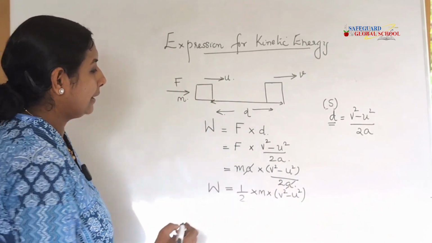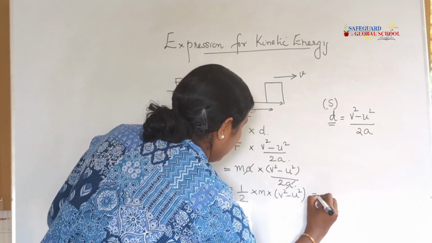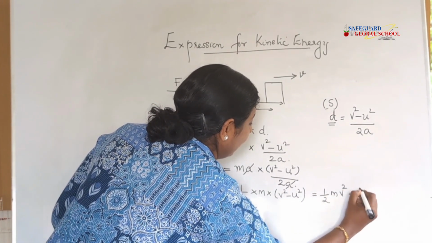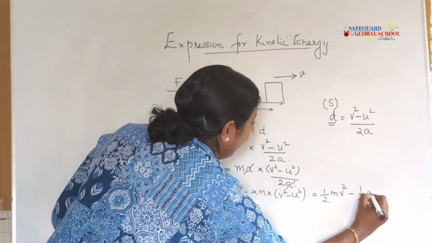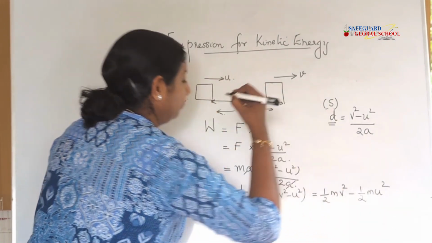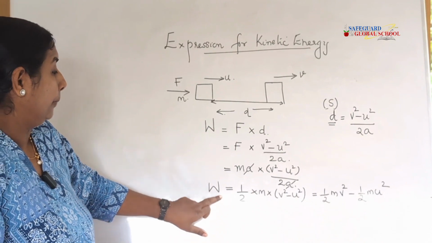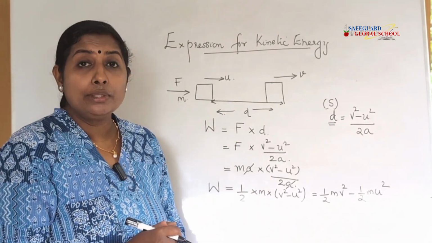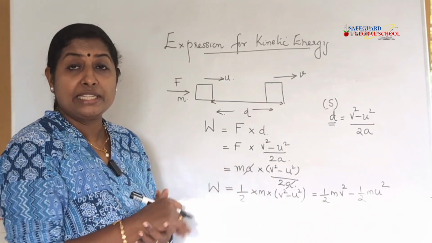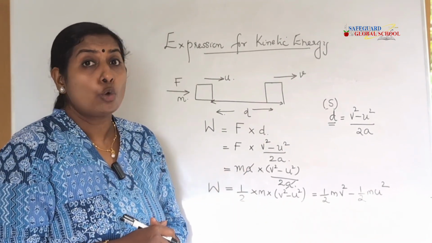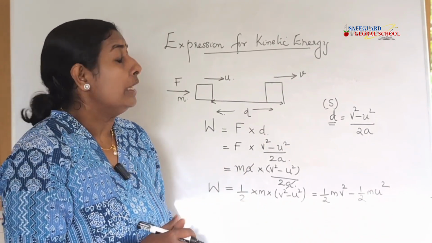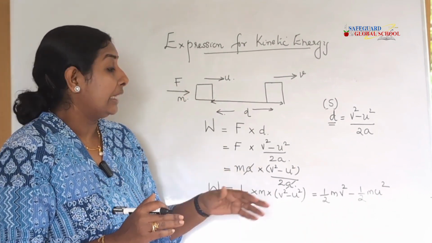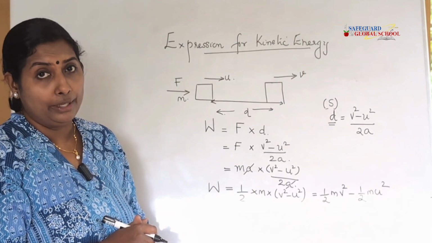So this can be written as half mv square minus half mu square. This is the work done on the body, and we know that while we do this work, we are expending our muscular energy. So where does this energy go? This muscular energy is converted into the kinetic energy of the body.